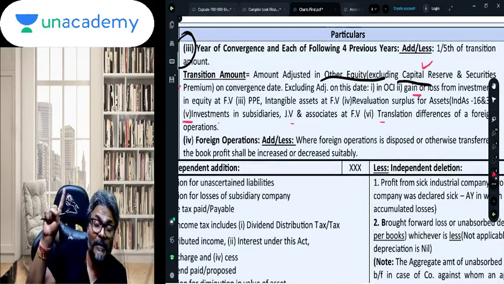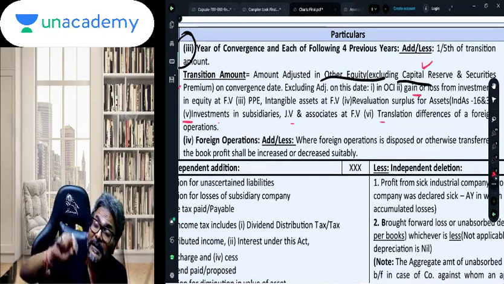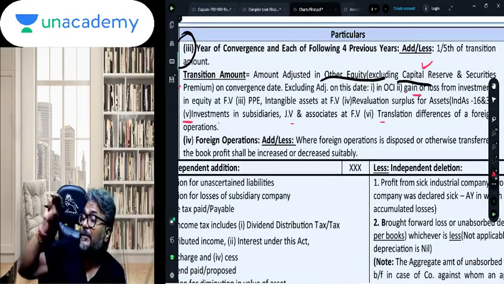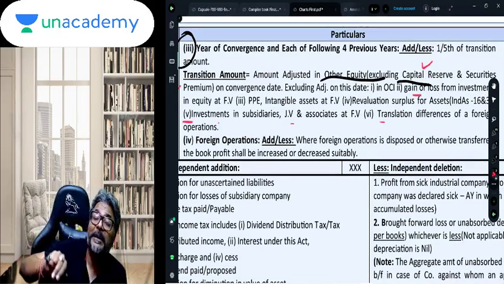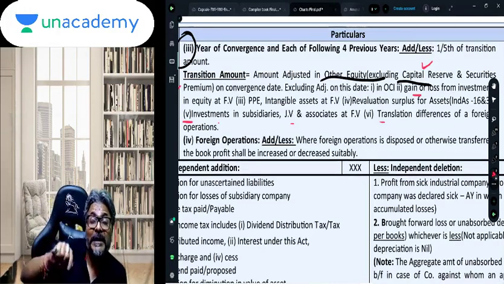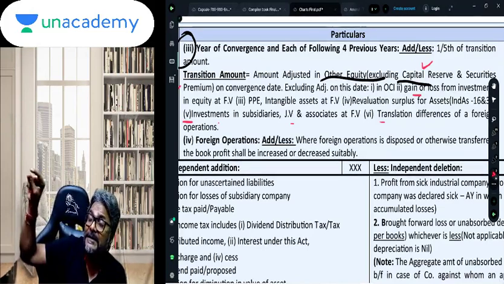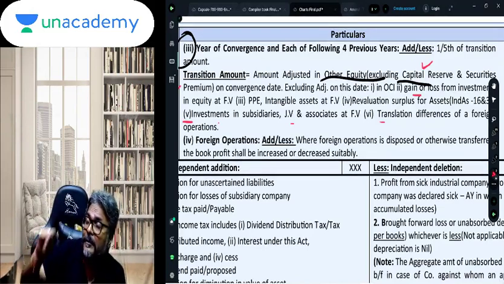That is point number 1. And the second major relief which has been given is that the transition amount that will be captured in the book profit will not be captured in one go. It will be captured in 1/5, which means that only 1/5 of the net transition amount that you have determined just now will be recognized.